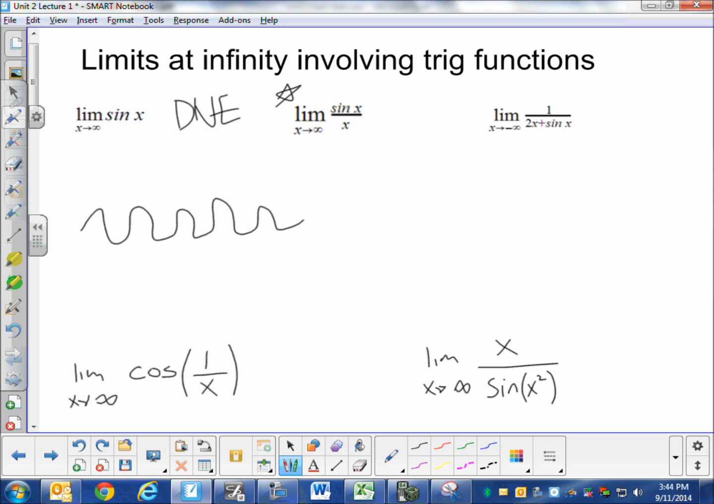Think a little harder. I'm plugging in infinity for this x, and I'm plugging in infinity for this x. Sine goes up and down, up and down, up and down. The denominator will grow. What happens to the entire thing? Anybody? 0. Thank you. It goes to 0.